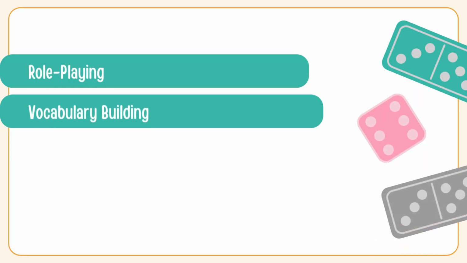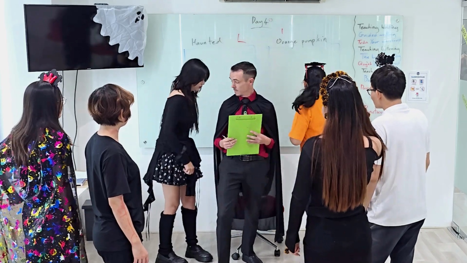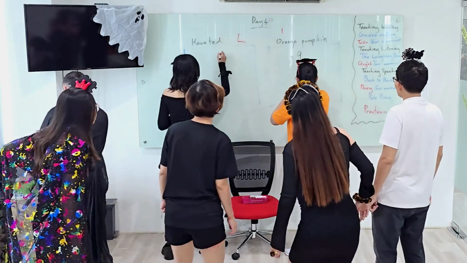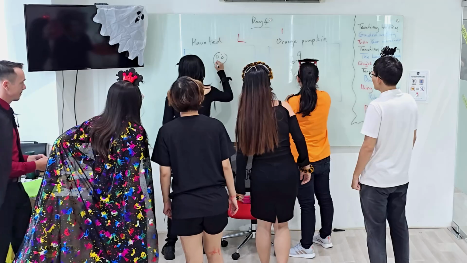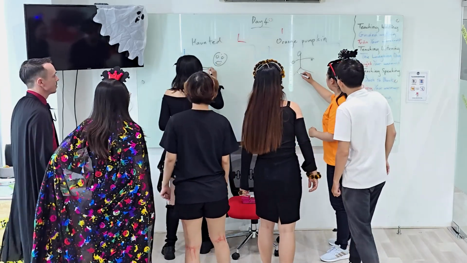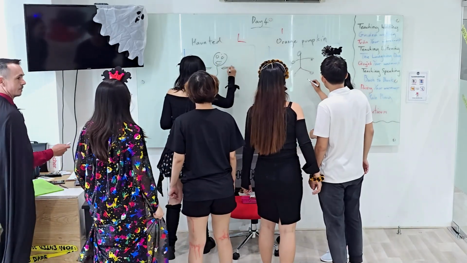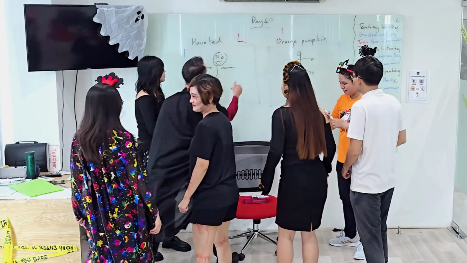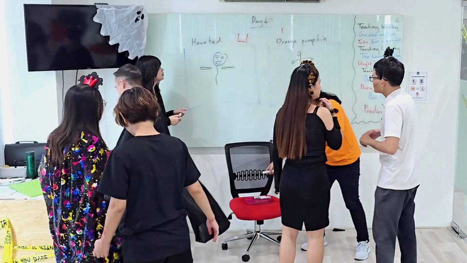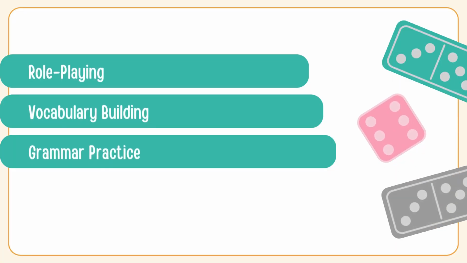Vocabulary building. Create custom game cards with key vocabulary words. Players must define the word, use it in a sentence, or even act it out in front of the class before making a move. For example, in Pictionary, students must draw a word and have their teammates guess what it is, reinforcing vocabulary retention.